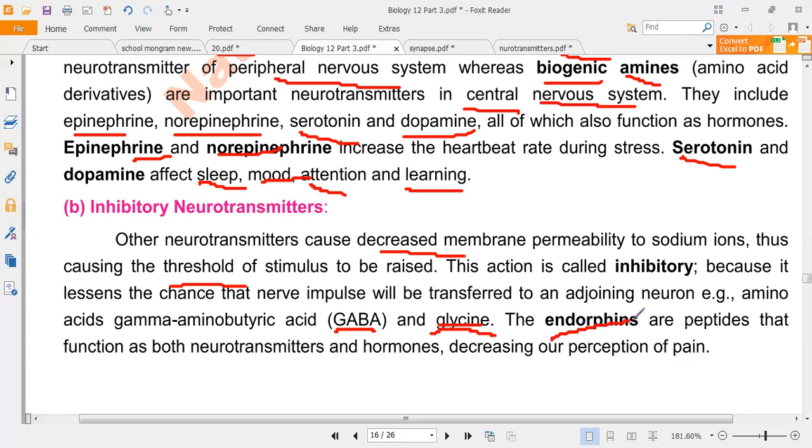And endorphins are peptide neurotransmitters that function both as hormones and neurotransmitters, which are produced and released in the body, and they decrease the perception of pain in the body. So let's take a look at these neurotransmitters.